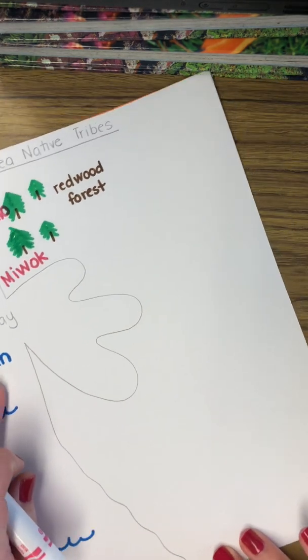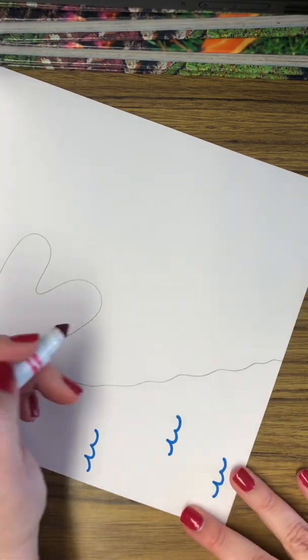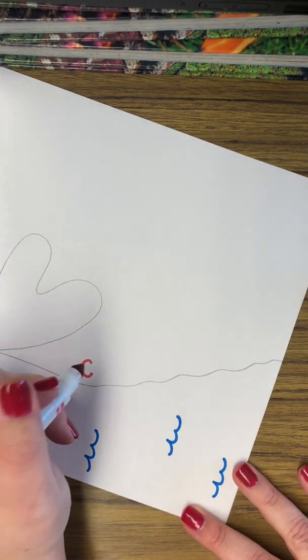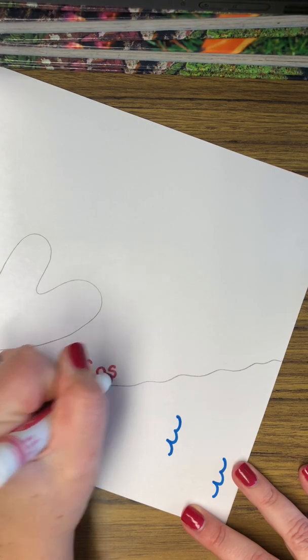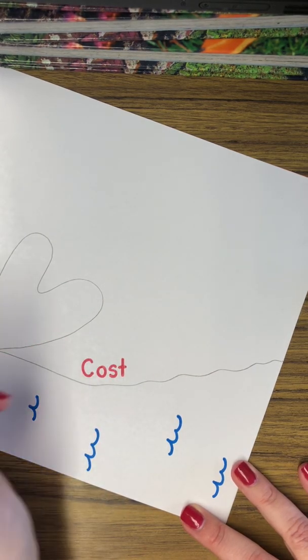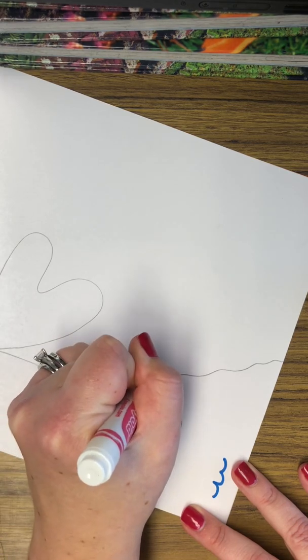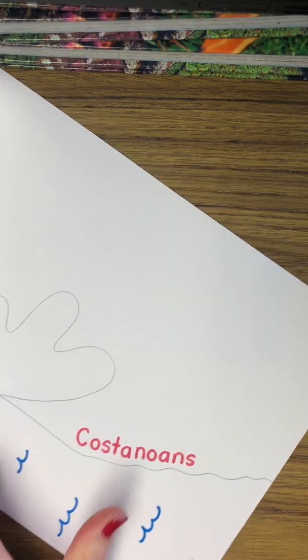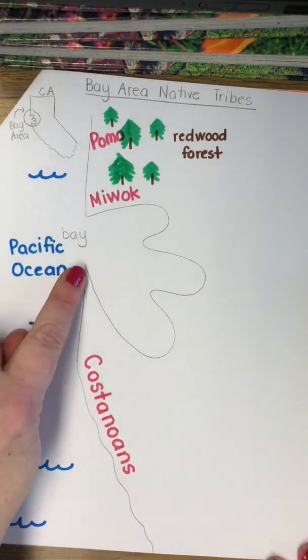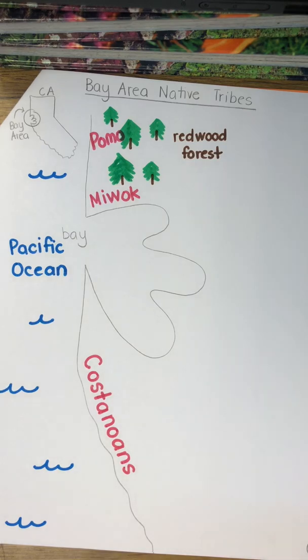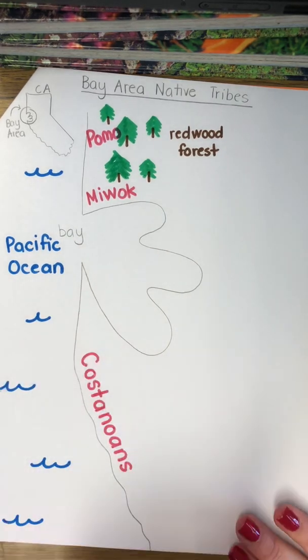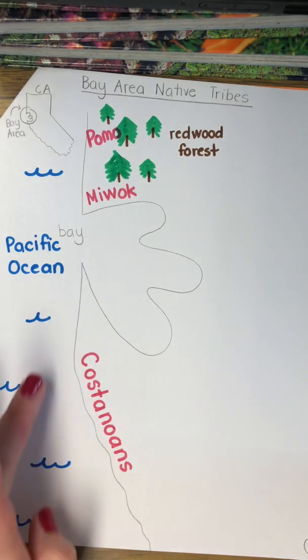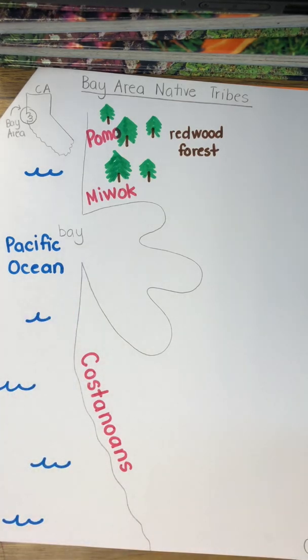I'm actually going to turn my paper a bit like this and write their name, Costanoan, which is interesting. It looks like cost. Okay, cost, but it's Costanoan. Okay, the Costanoans, they lived along the edge of the water here, right on the bay. Actually, excuse me, not on the bay, right on the coast below the bay. And they used the water for their resources, but they also lived very close to the coastal mountain range, which would be like Santa Cruz area.